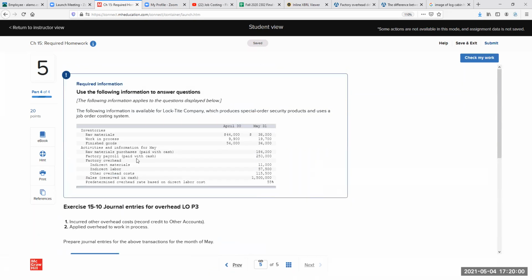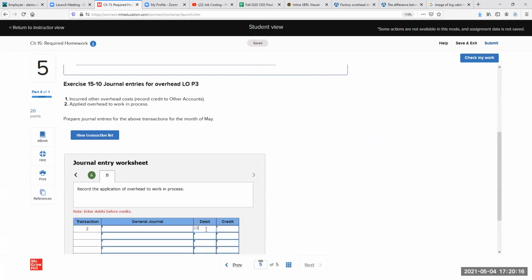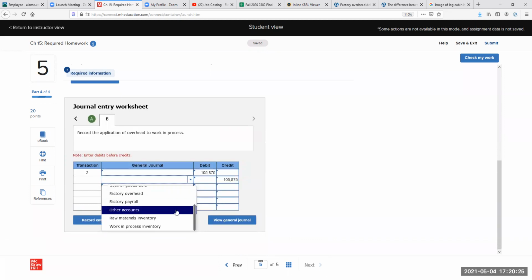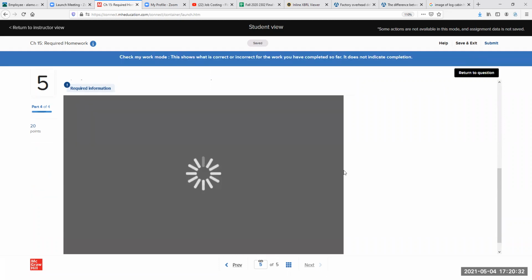Let's see. Let's go back and check what the indirect labor was. 250 minus the 57.5 of indirect labor is 192.5 times 0.55 is 105,875. So this is our overhead. Remember, the real costs go into factory overhead. So now you're applying it. So you credit factory overhead and it goes into the work in process. Okay, so let's see how we did here.